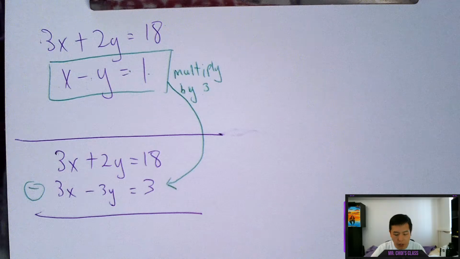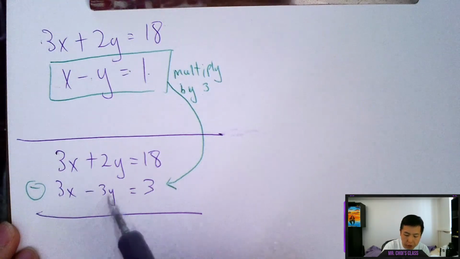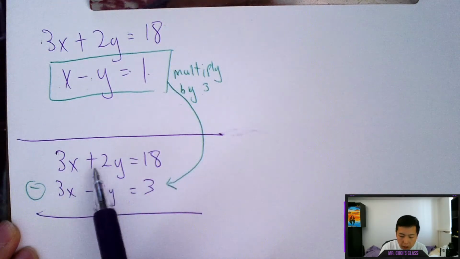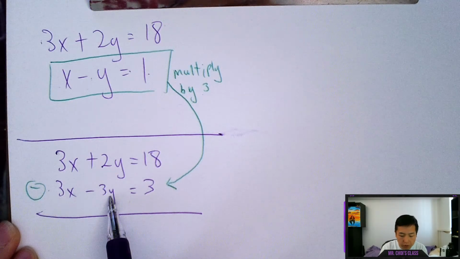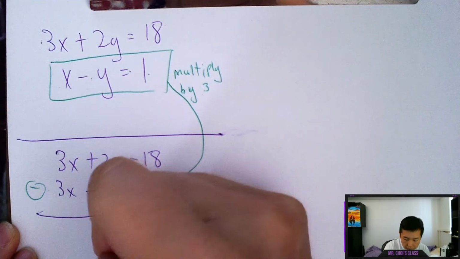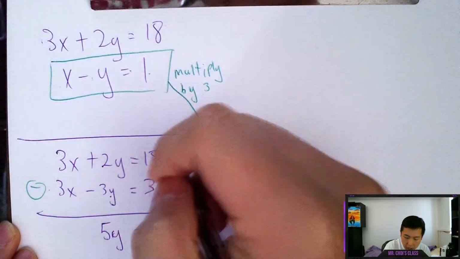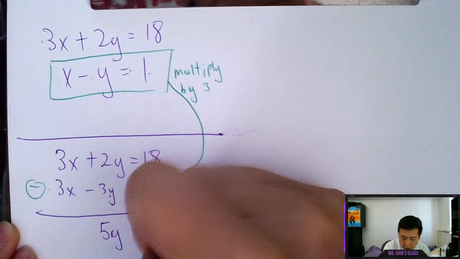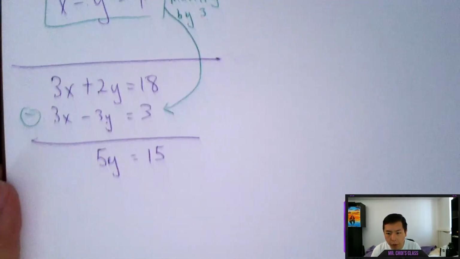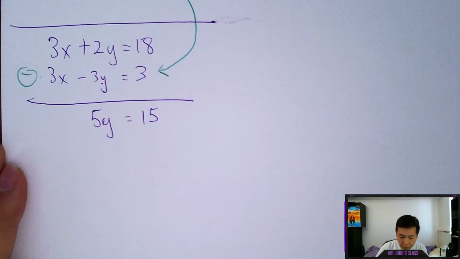Okay. So, 3 minus 3 is 0, so that's gone. Positive 2 minus negative 3 equals 5. Why? No problem, Angelo. Glad I can answer your question. 18 minus 3 is 15. And so we get 5y equals 15.